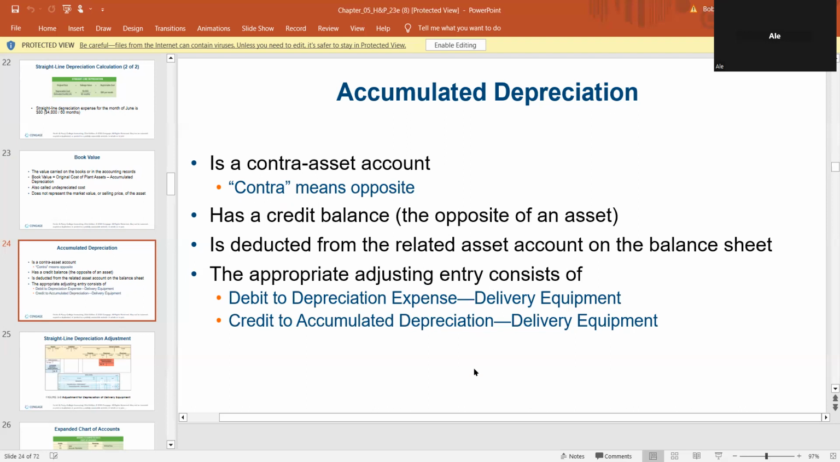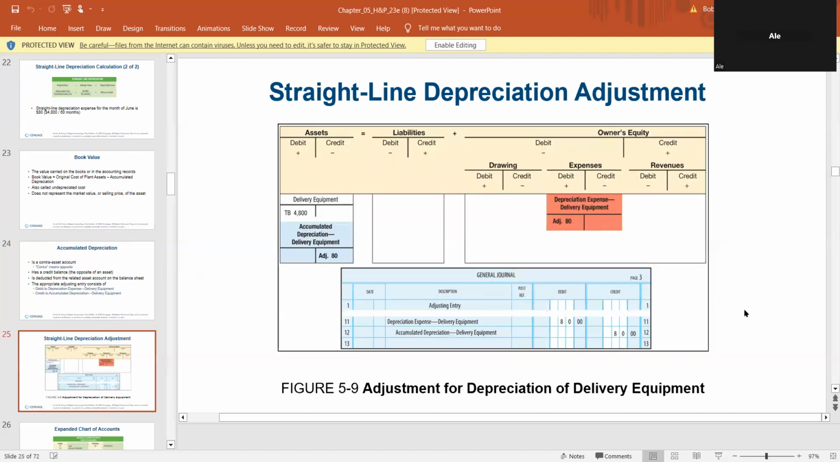Now, depreciation expense is a pretty easy one because it's always the same. It's always a debit to depreciation expense. Depreciation meaning wear and tear. The product is less in value every month, and we're allowed to estimate that amount. Debit depreciation expense and credit accumulated depreciation. And here was the journal entry, okay?